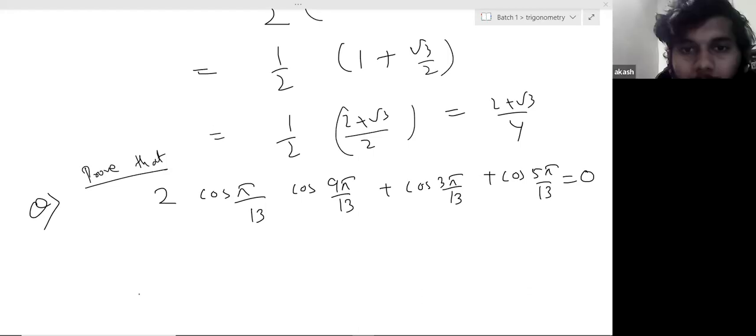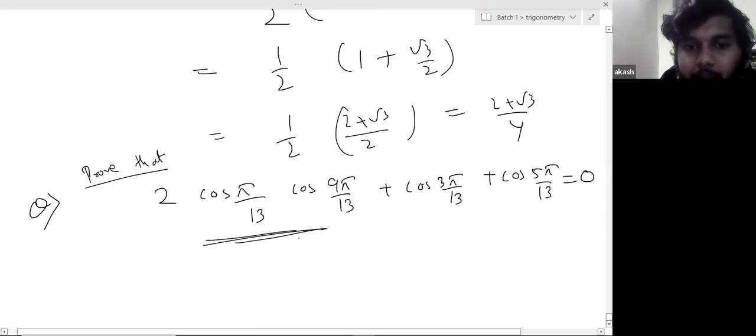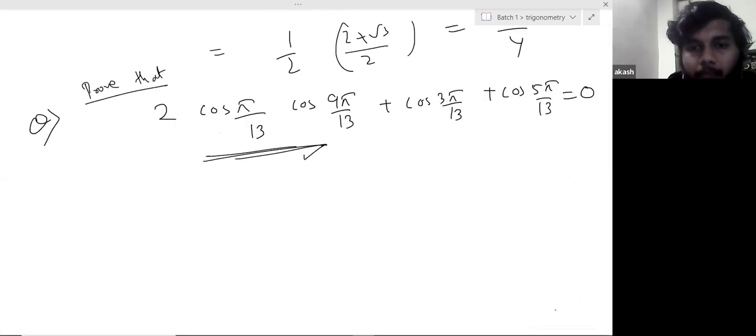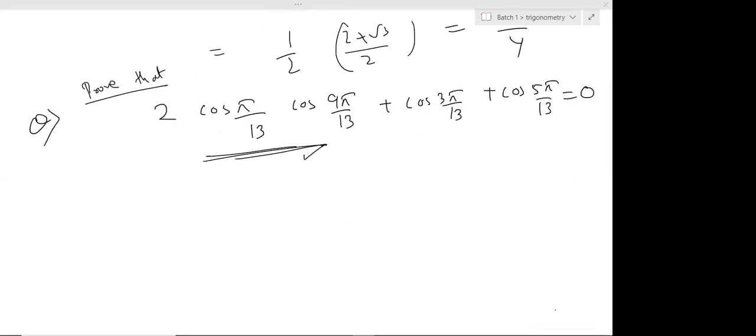All right. The first step would be to write this as cos of something plus cos of something. This is 2 cos A cos B. Use that formula. Then if you look closely, what will you get here? Cos 8 pi by 13 plus cos 10 pi by 13, and then cos 3 pi by 13 plus cos 5 pi by 13. Absolutely right.